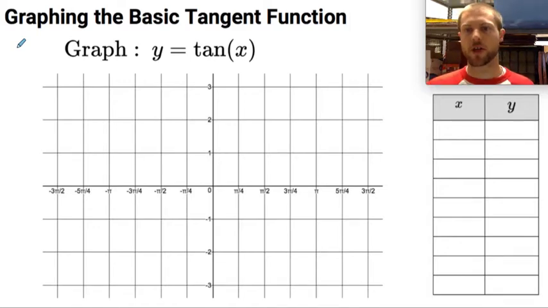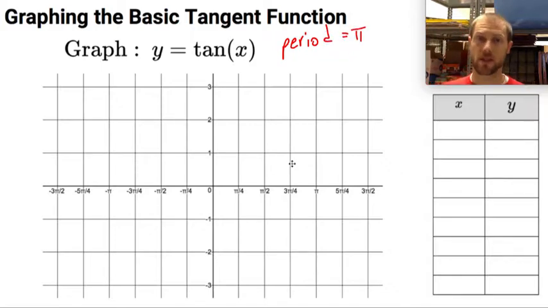Well, if we want to graph the tangent function, here's one big takeaway that I want to get out of that unit circle slide. The period is no longer 2 pi, but the period equals pi. It's a big takeaway here. This is one of the major differences between the sine and cosine functions.